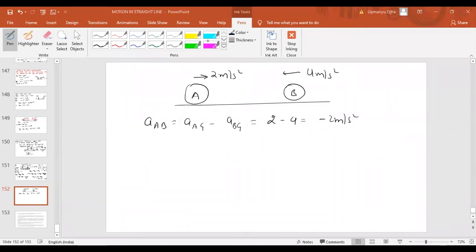When we observe from which point? B. B is the observer here. For observer B, what will he feel? He will feel that A is moving away from him with 2 meter per second square. That is what the minus 2 means.